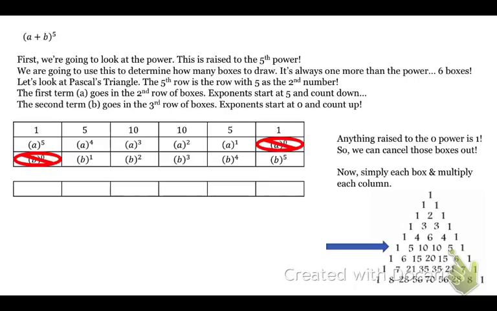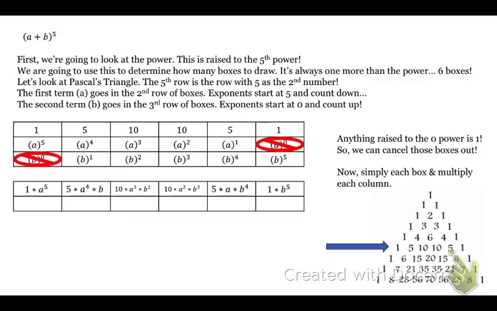Now we're going to draw one more column, and we're going to simplify each box. So in that first column, I have 1 times a to the 5th. The second one, I have 5 times a to the 4th times b. The third, I have 10 times a cubed times b squared, sorry. Then I have 10 times a squared times b cubed. 5 times a times b to the 4th. And then 1 times b to the 5th.